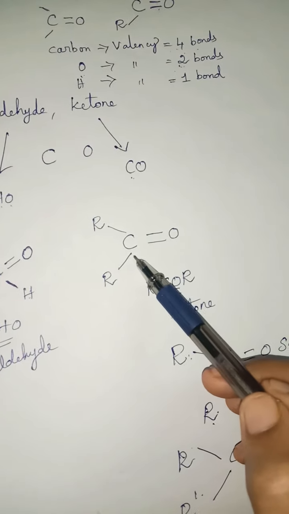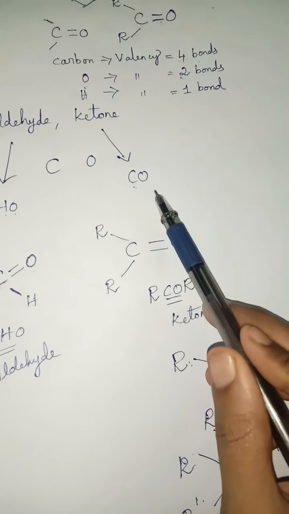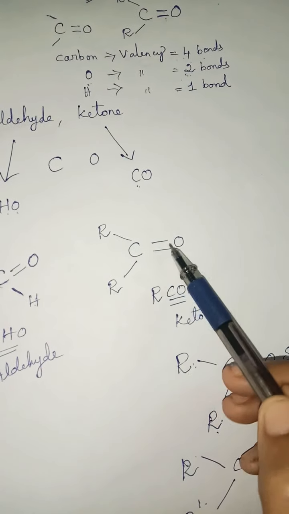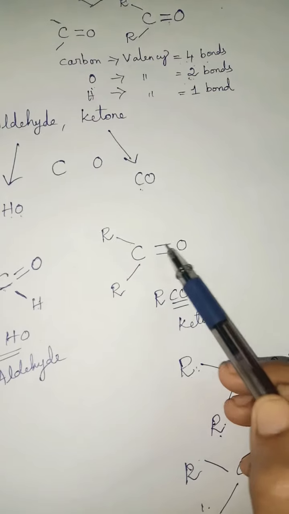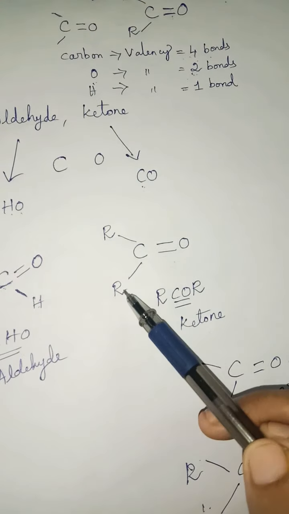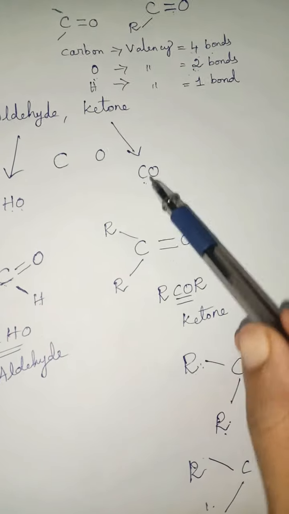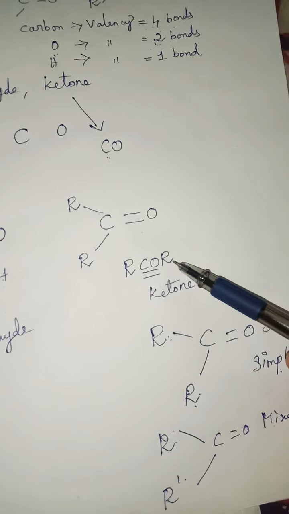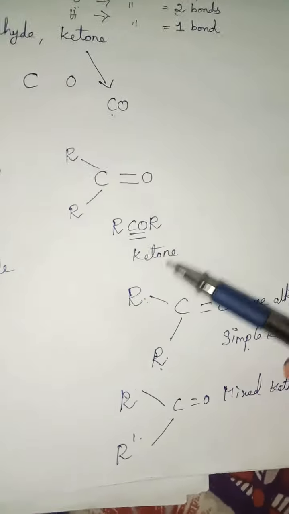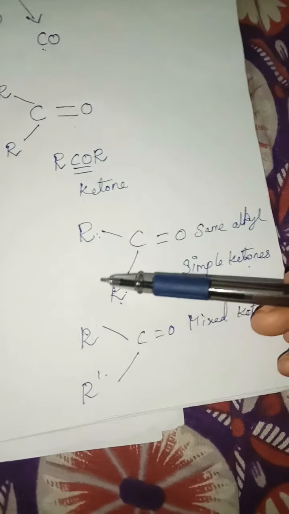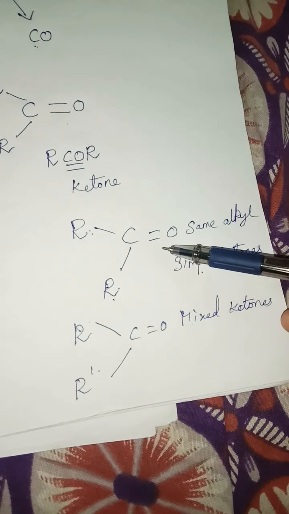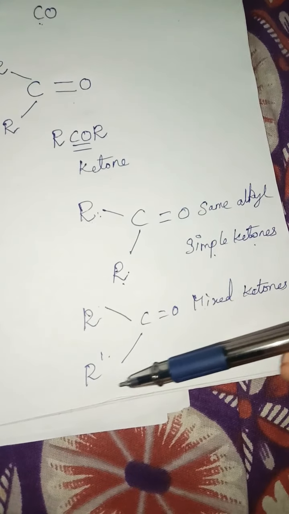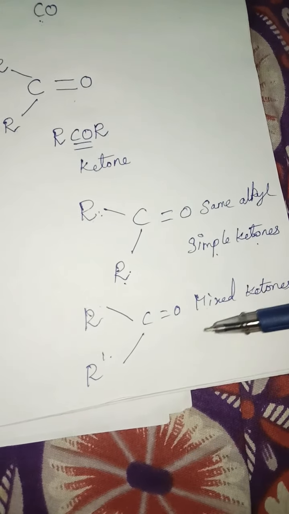Like that, ketone: the CO group has to be present. For carbon 4 bonds, so 1, 2, 3, 4. For oxygen 2 completed. Here we write 2 alkyl groups to complete the ketone formula, so the ketone formula is RCOR. Finally, if the same alkyl group is present in the ketone, that is known as a simple ketone; if 2 different alkyl groups are present, that is known as a mixed ketone.